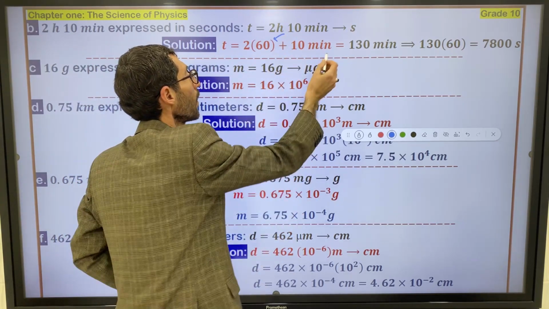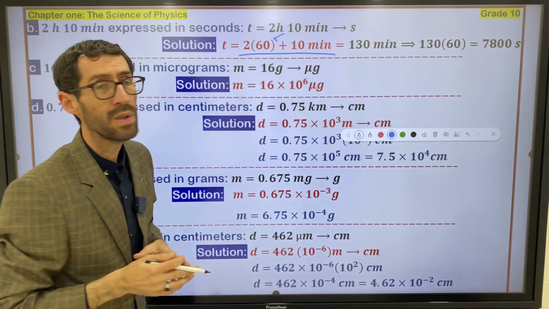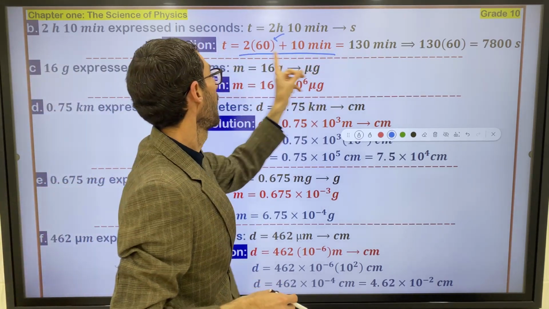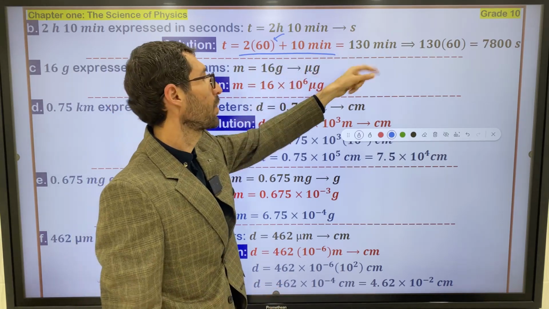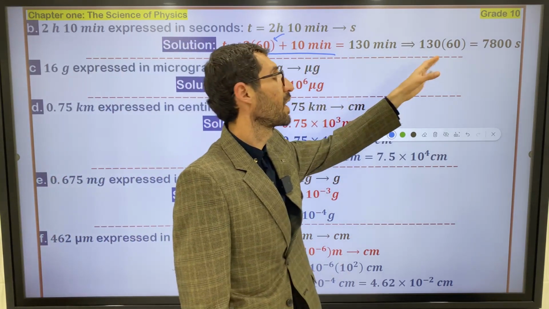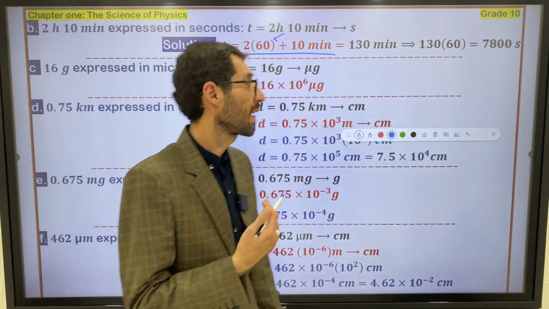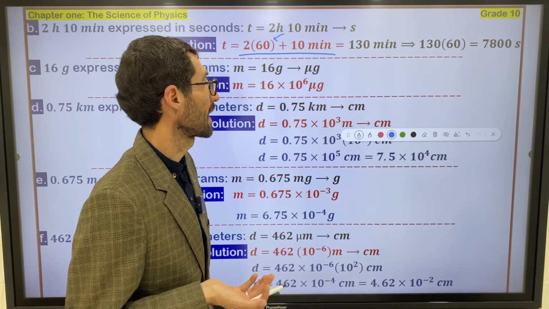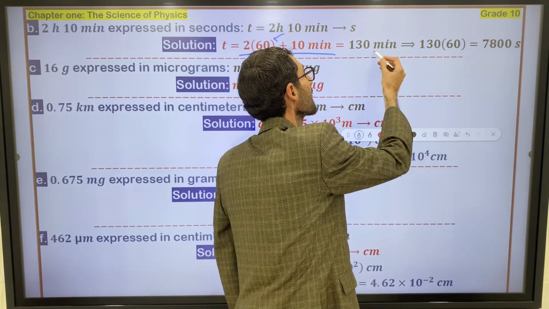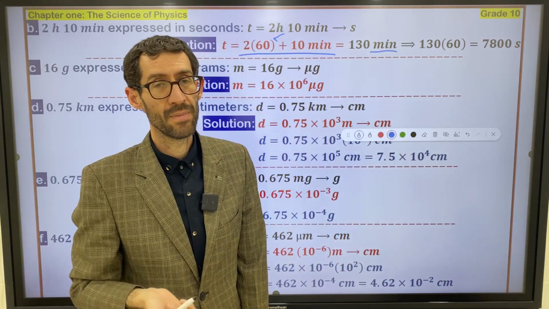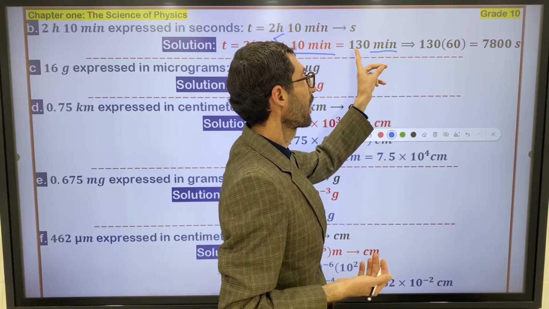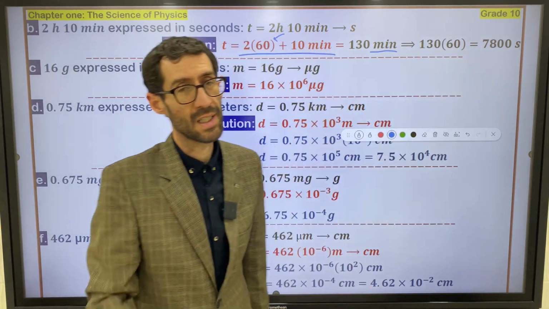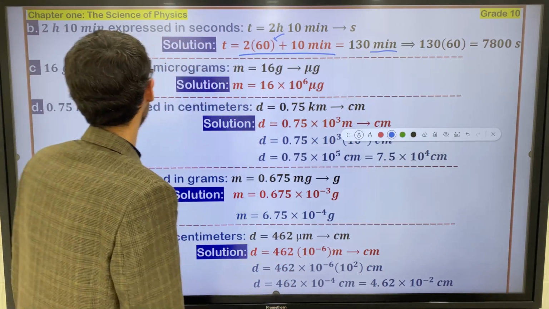So the whole operation is in minutes. This is 120 plus 10. It will be 130 minutes, right? But the calculation has not been done yet. We have one more step. So how many seconds are there in 1 minute? 60, right? So 130 multiplied by 60. The answer will be 7,800 seconds, right?